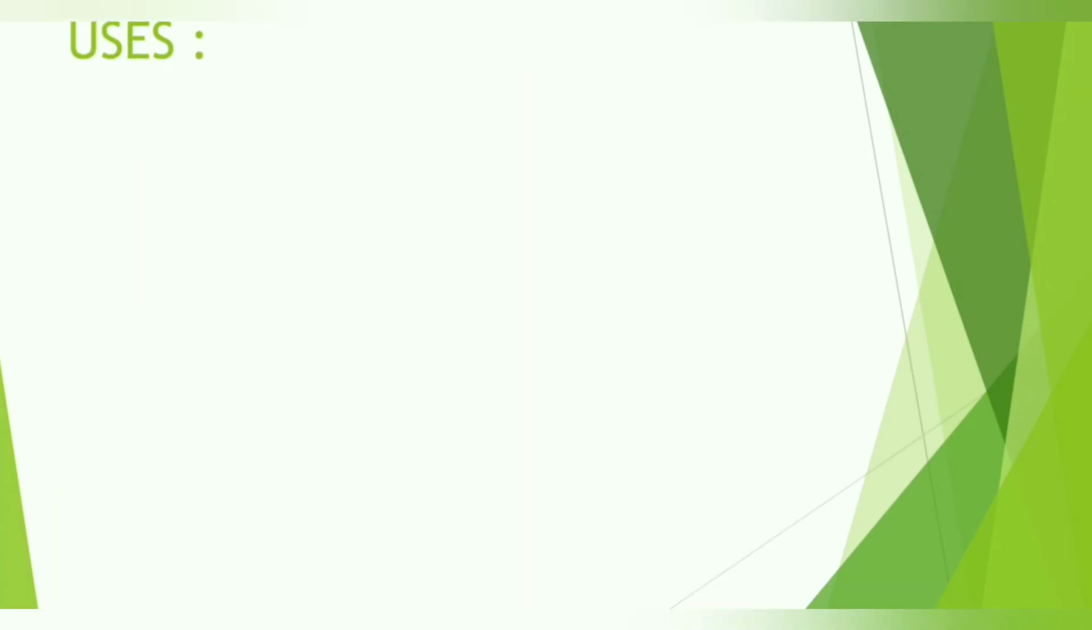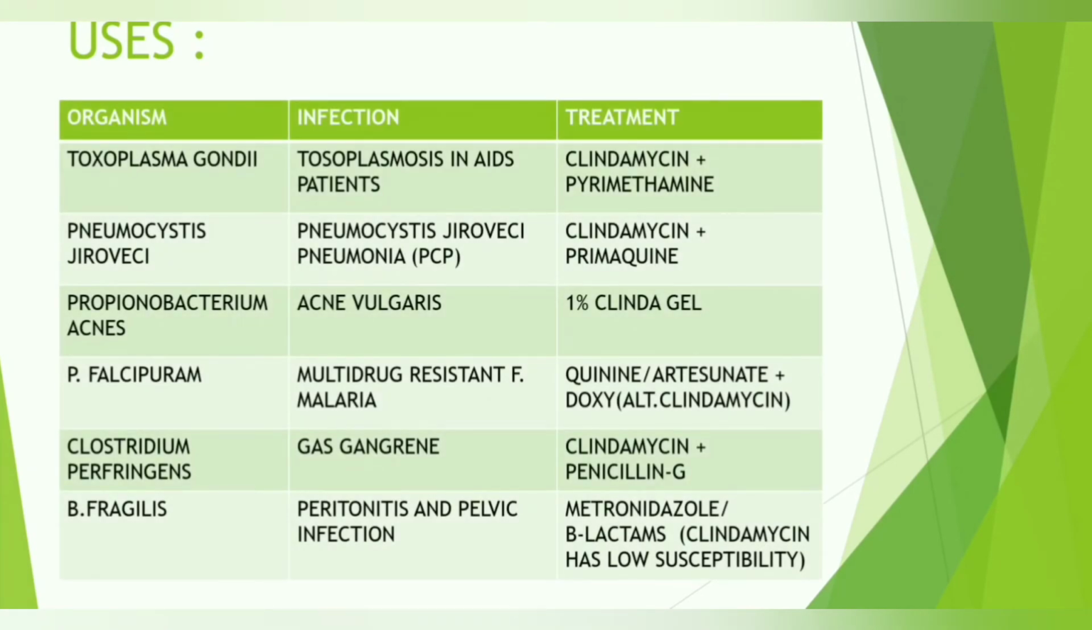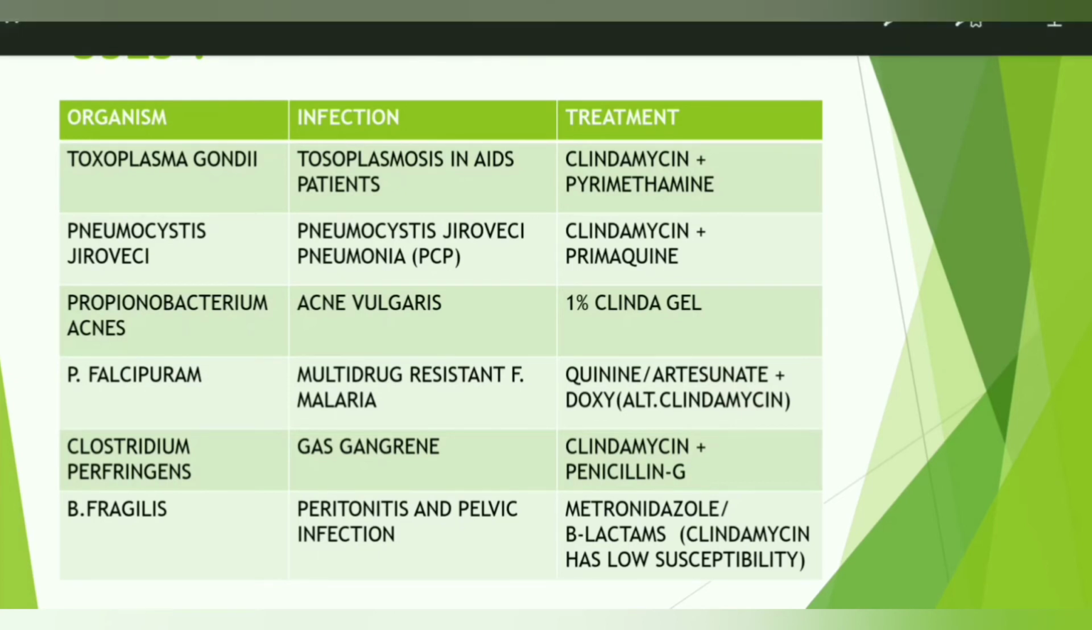Next we will discuss the uses of clindamycin. Here I have drawn a table differentiating the organism, infection, and the treatment. First, Toxoplasma gondii. It causes toxoplasmosis in the AIDS patient. The treatment here is clindamycin with pyrimethamine.